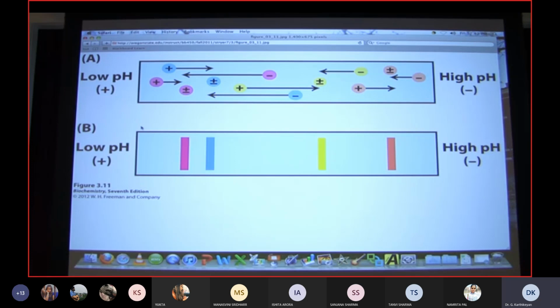But in order for you to understand a more powerful application, we have to understand this process first. So it's separating the proteins on the basis of their pI. I've got a whole gradient of pIs. What's the next thing I do?